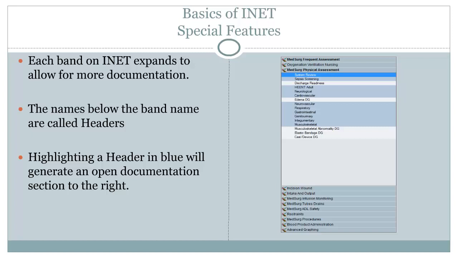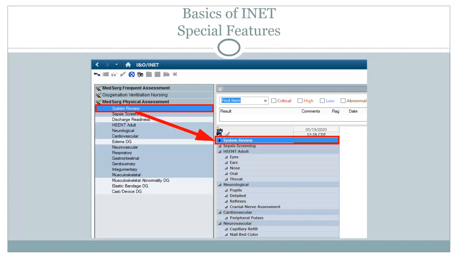If you highlight a header in blue, it will generate an open documentation section to the right. So here I've clicked, underneath Med-Surg physical assessment, the header called system review. And you'll notice over to the right that system review pops up, the header there in blue. You'll also notice, in coordination with that, sepsis screening and HEENT adults, with eye, ears, nose, and throat, opening as well in the view pane to the right.